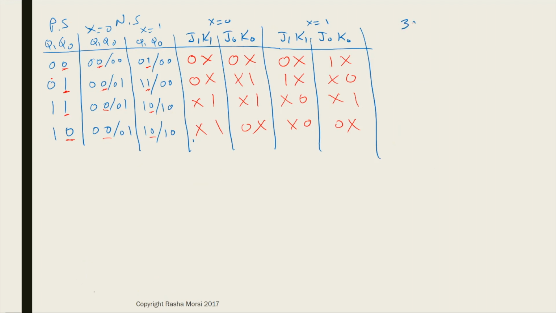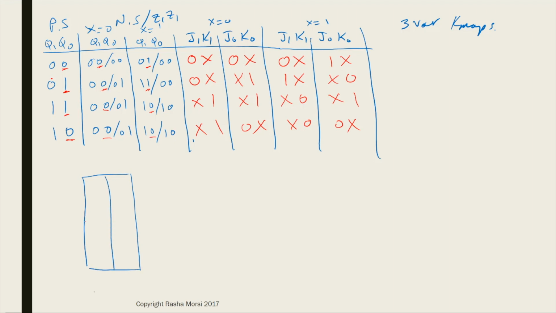Now that we have completed this table, it's time to put those JKs into a K-map. So we need 3 variable K-maps because we have 2 state variables and 1 external input. So to get the number of variables in the K-map, it's the number of state variables plus the number of external inputs. We have Z1, Z0 as the outputs, and then we have J1, K1, J0, K0, so we need 6 K-maps.